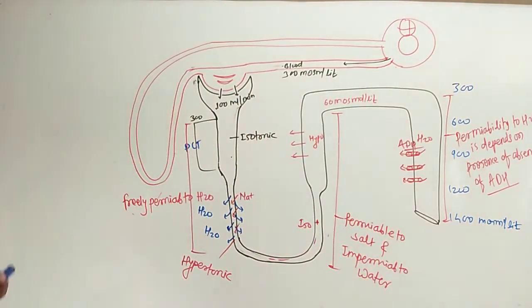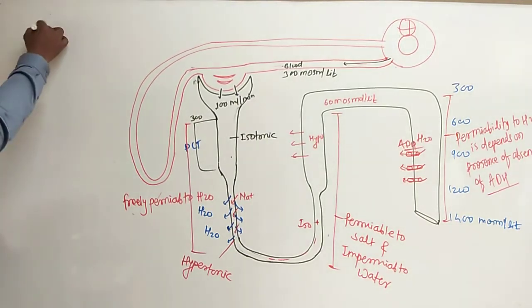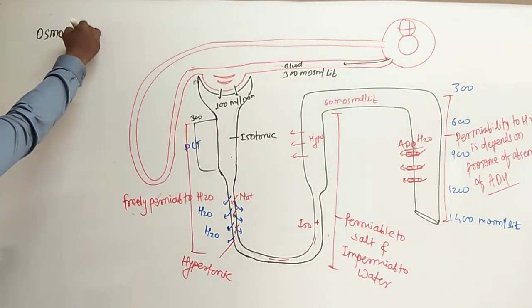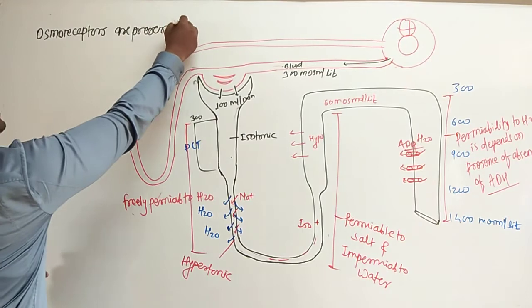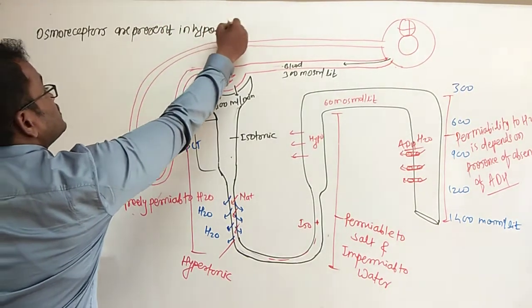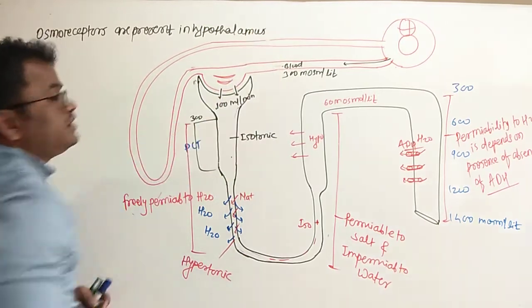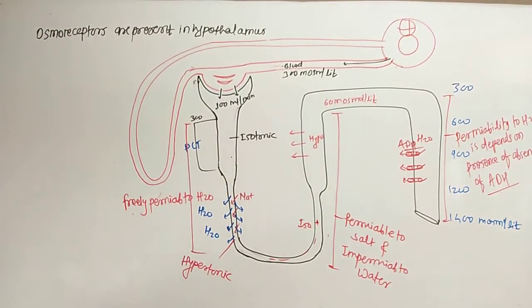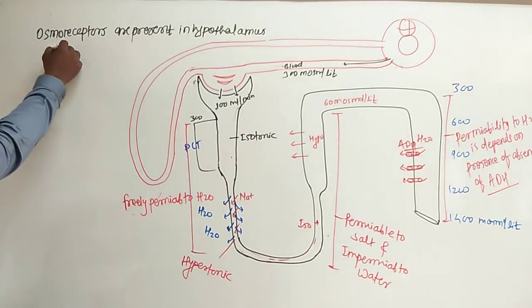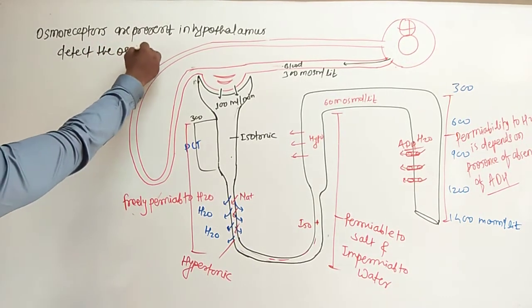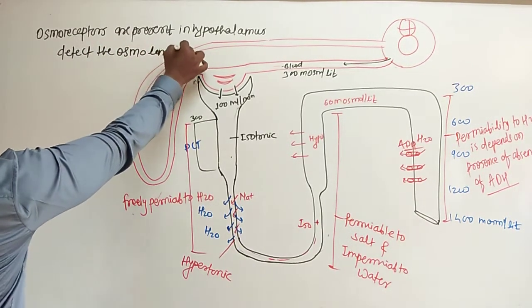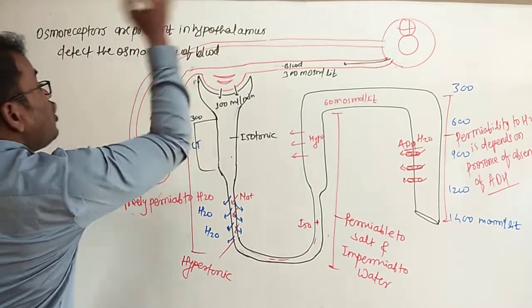Okay, so osmoreceptors, let's see, osmoreceptors are present in the hypothalamus. Osmoreceptors are present in the hypothalamus and detect the osmolarity of blood.